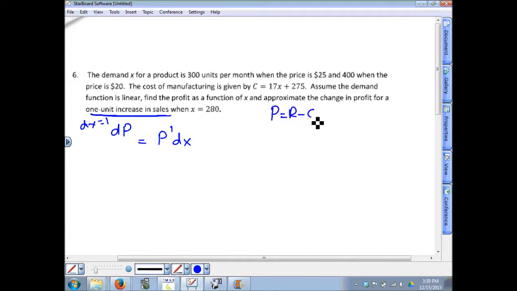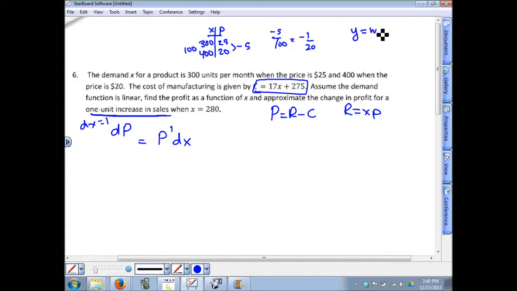Well, profit is equal to revenue minus cost. We've been given cost, but we don't know the revenue. Revenue is equal to x times the demand. So the demand function, assuming it's linear, there's a demand of 300 per month when the price is $25. It goes up if there's a drop in price by $5. So the change in y is -5, the change in x is 100. So the slope is -5 100ths, which is -1/20.